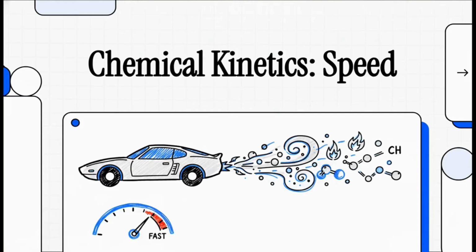All right, let's talk about speed, but not the kind you see on a racetrack. We're talking about the speed of chemistry itself, how fast things happen on a molecular level. Welcome to the world of chemical kinetics, the science of speed. Let's get right into it.